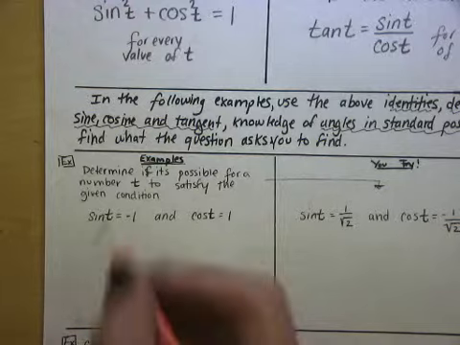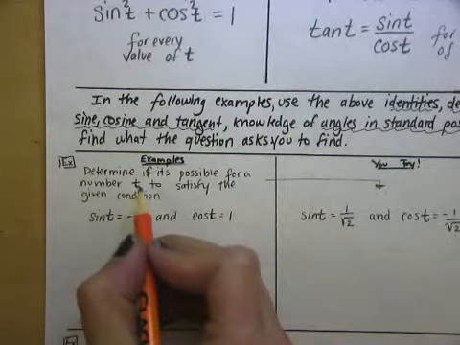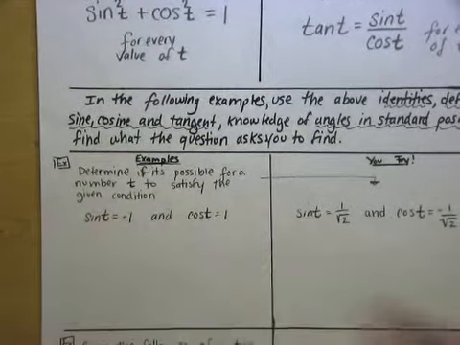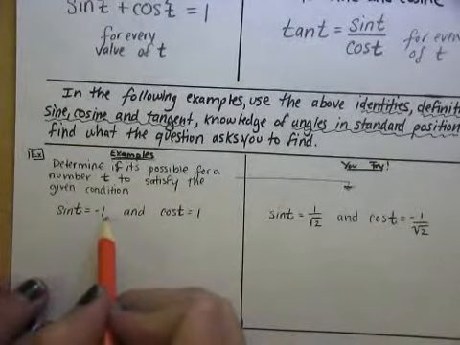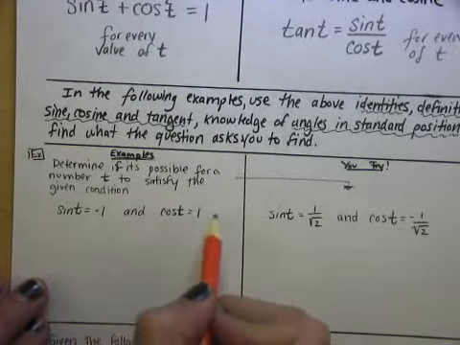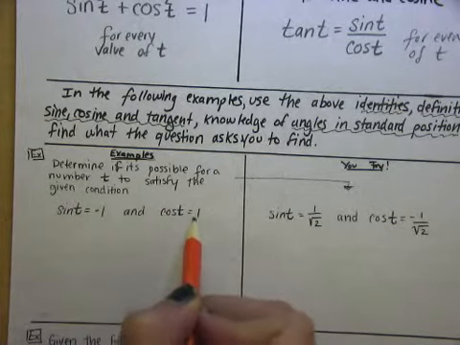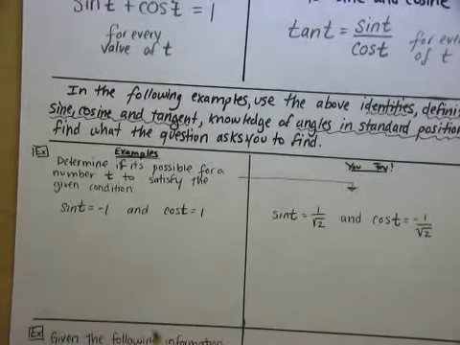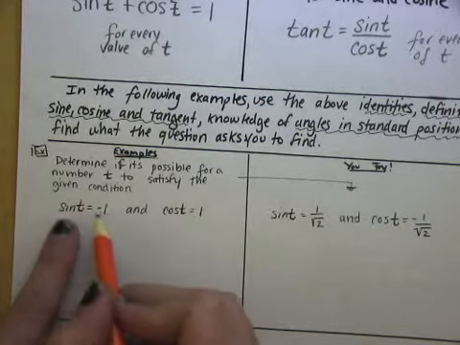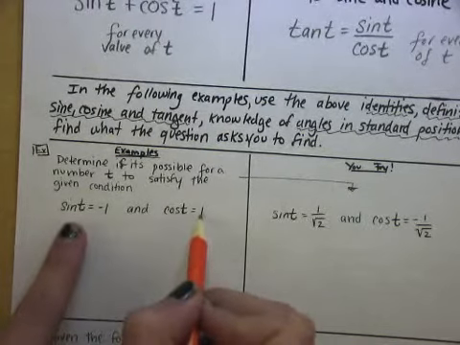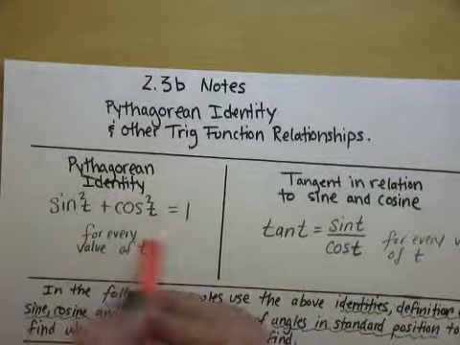If it's possible for a number t, so any angle in radians, to satisfy the given conditions. Satisfy means make it true. So can sine of some angle equal -1 and cosine of that same angle equal +1? Well, if there's an angle that we could take the sine of and get -1 and take the cosine of and get 1, it should make the Pythagorean identity true.